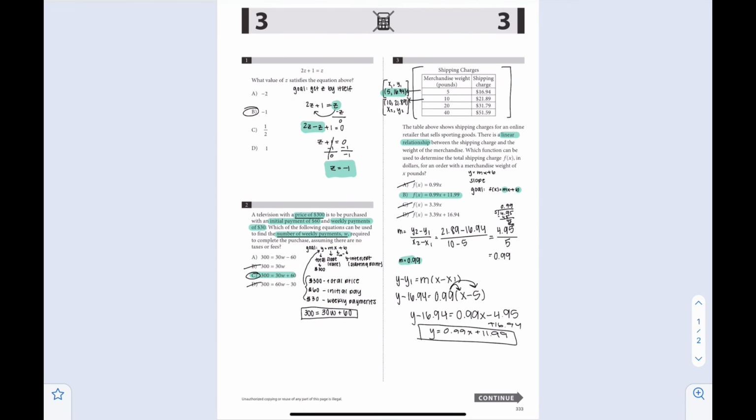So those are questions 1 through 3 on the SAT practice test number 10.